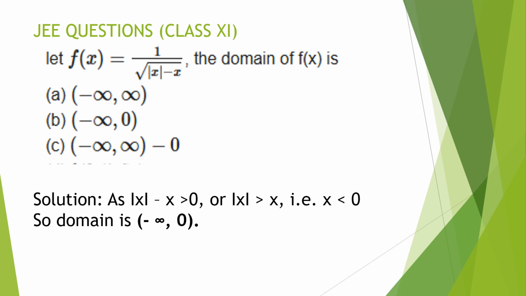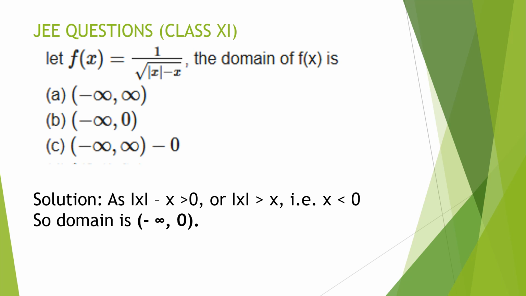Now we know that under the root you have mod x minus x, so that should always be greater than 0. Mod x minus x should be greater than 0 means mod x should be greater than x. When will the mod value of x be greater than x? Only when x is less than 0.